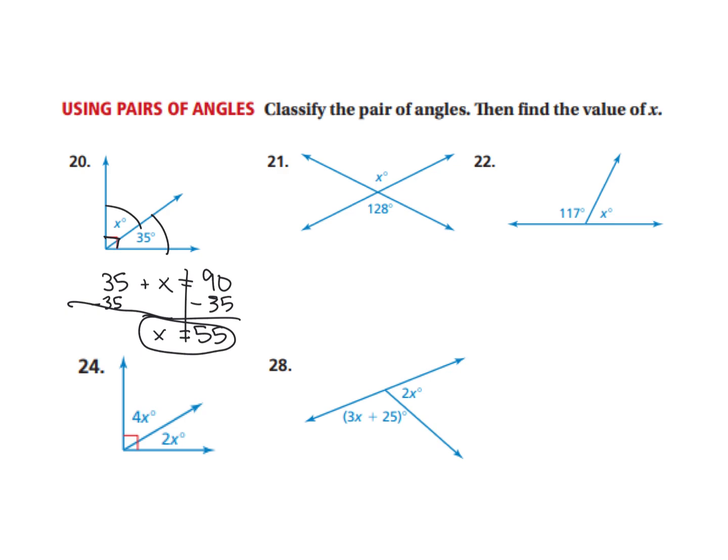For 21, these two angles are made up of two straight lines intersecting each other. This means these are vertical.